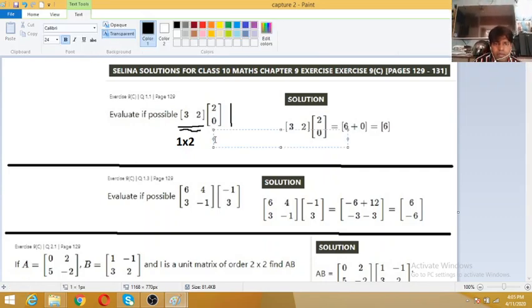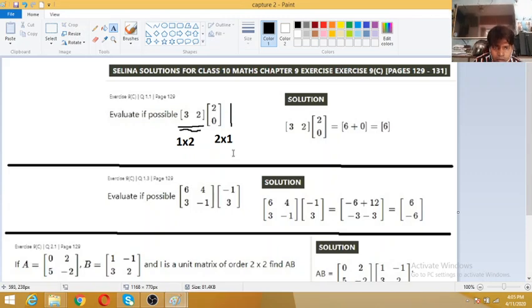What is the order of the second matrix? There are 2 rows and only one column. As the rule says, I can multiply because these numbers are the same. Yes or no? I can multiply. But what is important to understand is that when you multiply two matrices, the resultant matrix so formed, the dot product, will have the order, can you tell me, 1 cross 1.